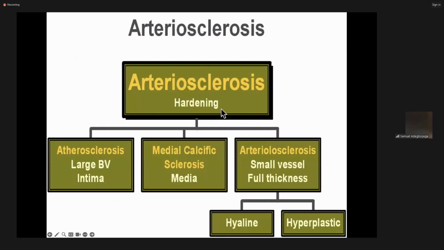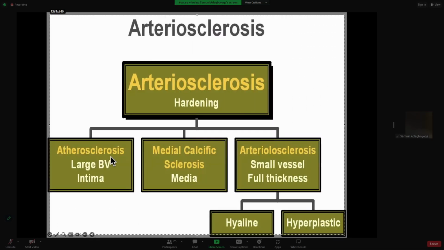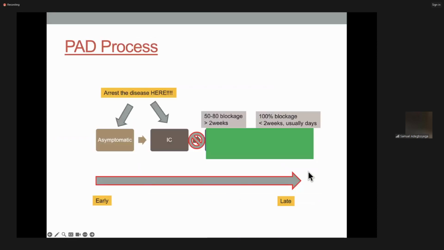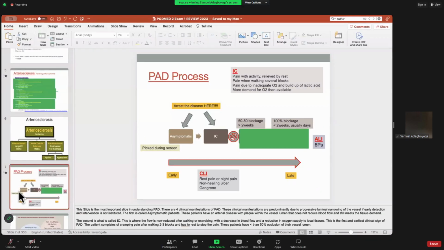Arteriosclerosis is hardening of the vessel. Atherosclerosis is a fatty deposit in large and medium vessels, and affects the intima. Medial calcific sclerosis affects the media. And arteriolosclerosis is proliferation of the muscle within a vessel and also protein deposits, which affects the small vessels and arterioles. That you should know very well.